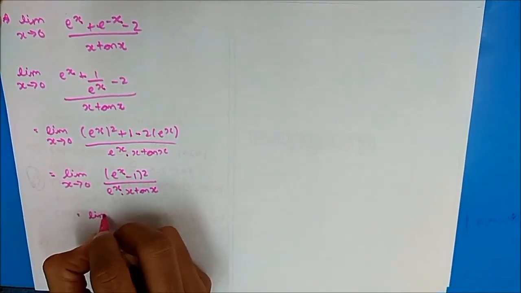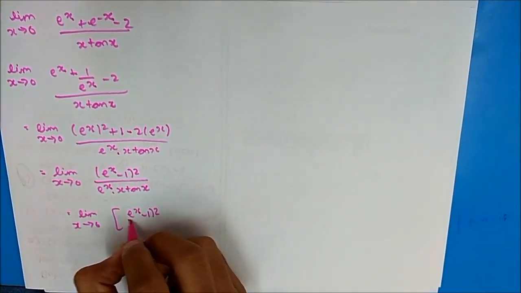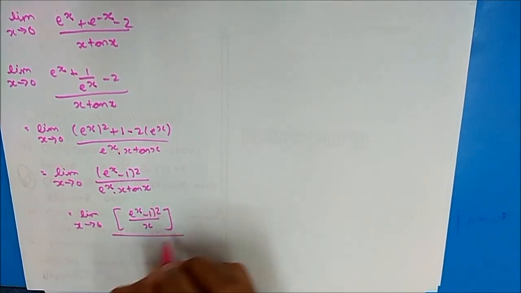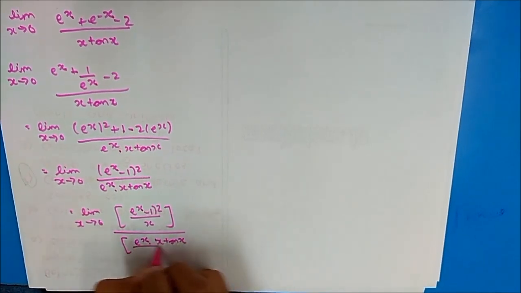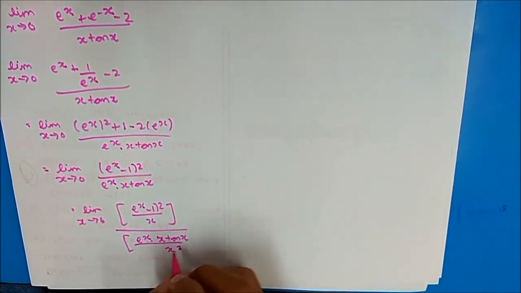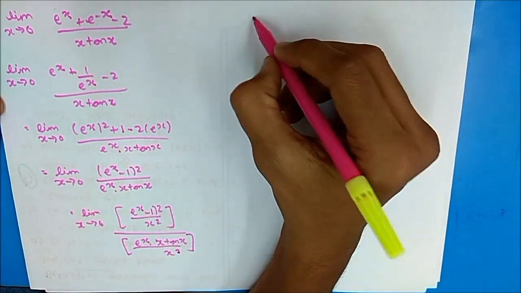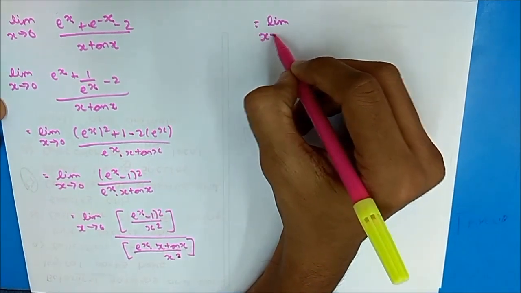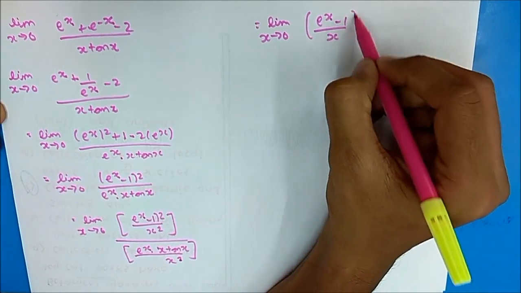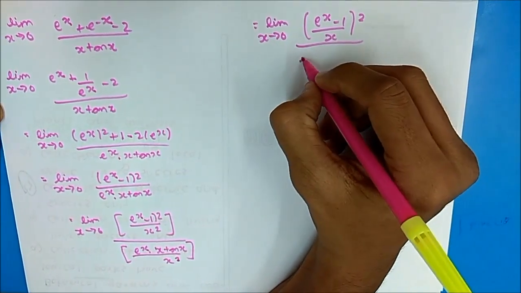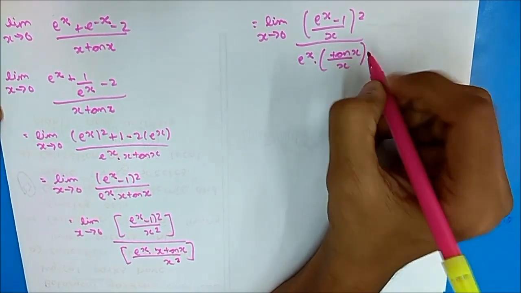And that will be limit x tends to 0 of e raised to x minus 1 whole square upon x square, divided by e raised to x into x tan x upon x square. It will also be square, sorry. That will give limit x tends to 0 of e raised to x minus 1 upon x the whole square upon e raised to x into tan x upon x.